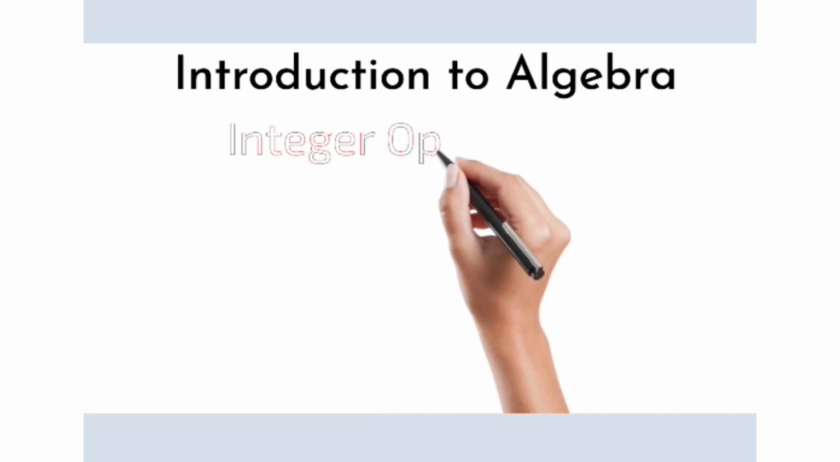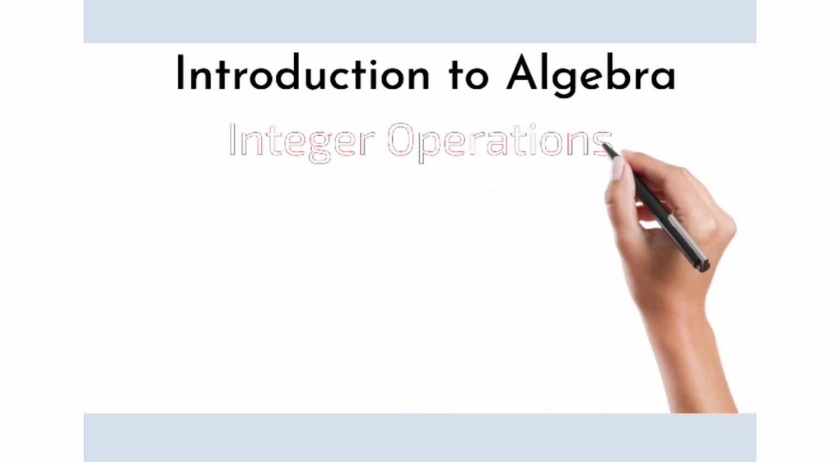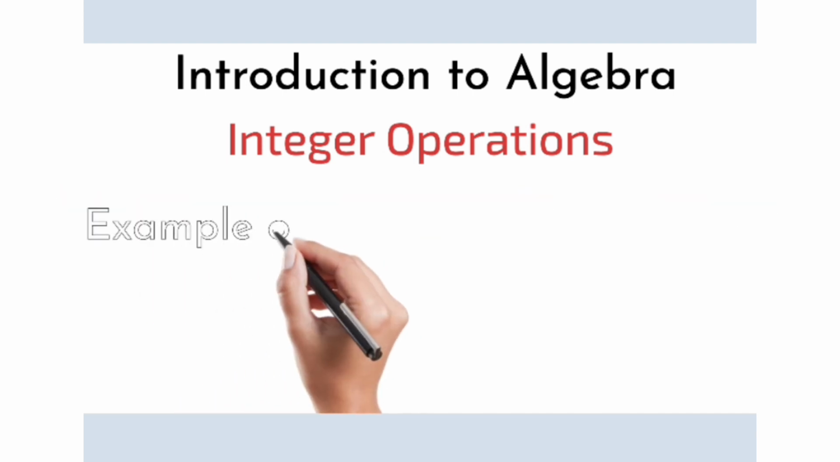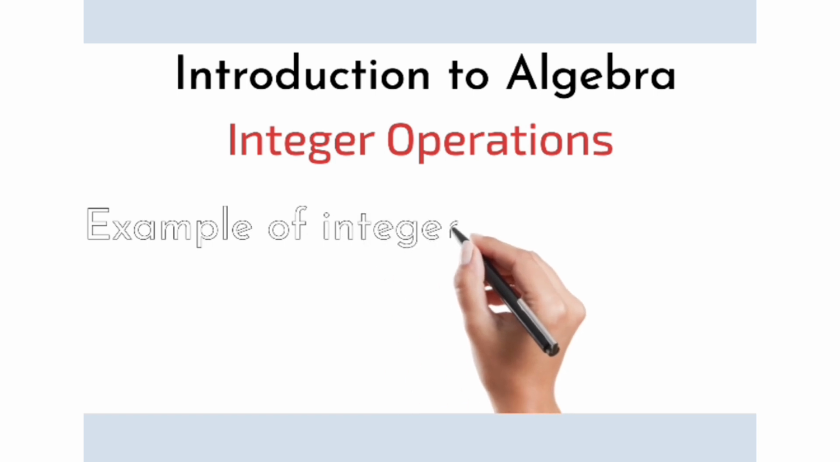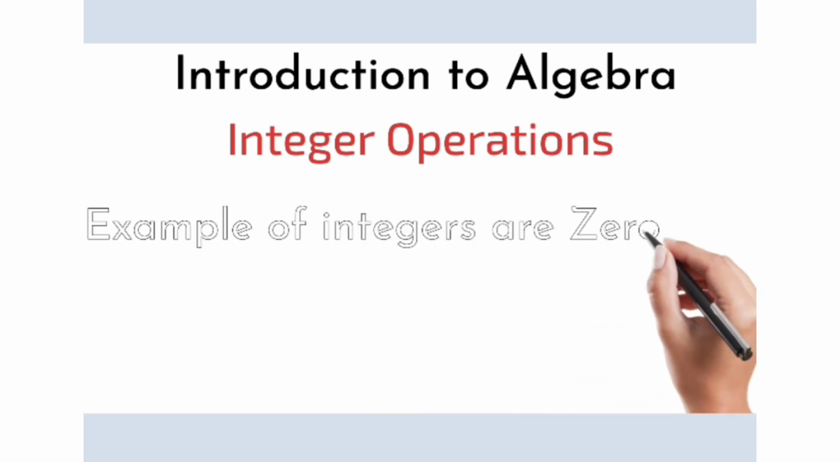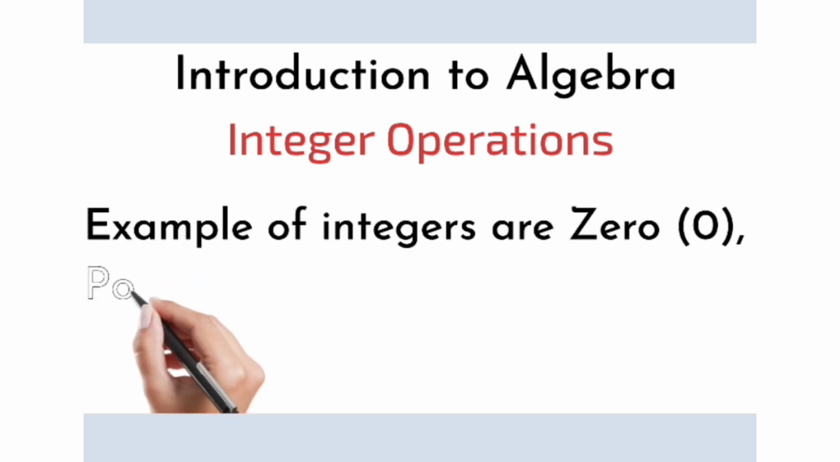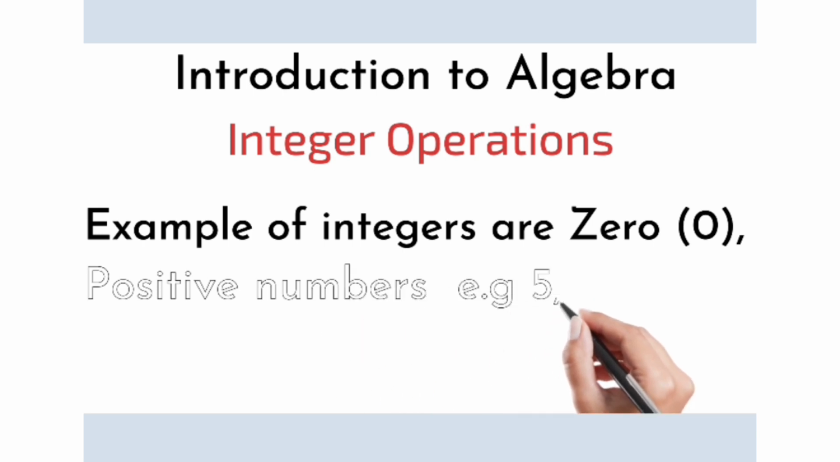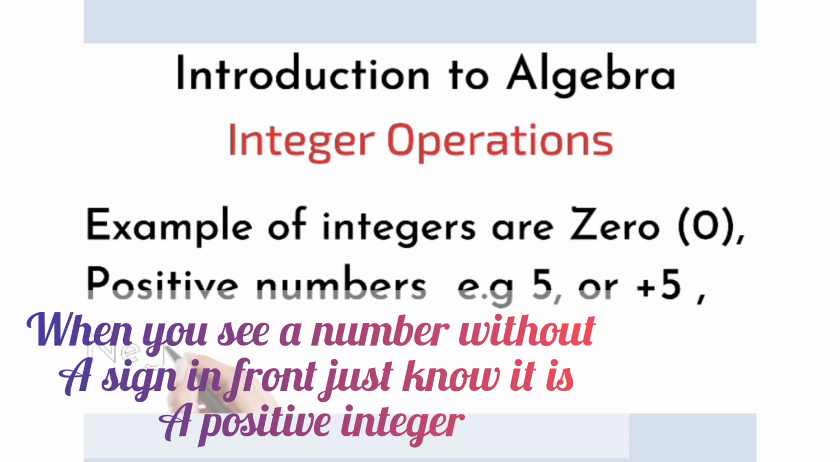And we shall be having a subtopic, integer operations. What are integers? In our lesson on types of numbers, we discussed what integers are. But today we shall be running through some examples of integers. Examples of integers are zero. We have 0 as a type of integer number. Another example is positive numbers. Positive numbers are integers. Example is 5 or minus 5.